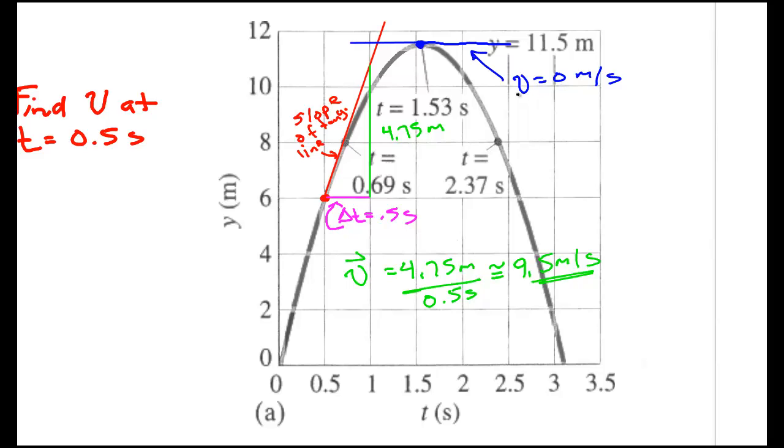It has no velocity. Here it has a positive velocity. Over here the tangent line would be going down. It would have a negative velocity. So it had a positive velocity and then it slowed down, eventually came to rest, and then it picked up speed going the other direction. Anyway, that is how to find velocity.